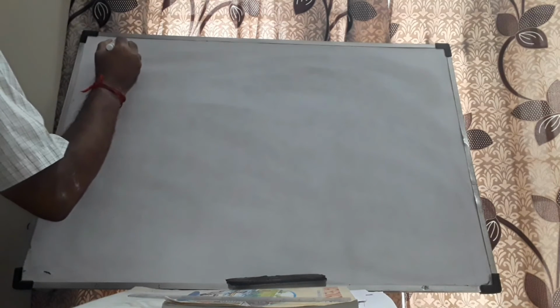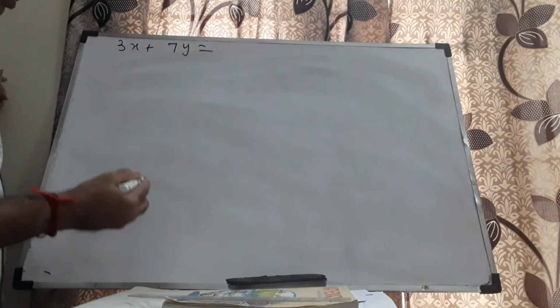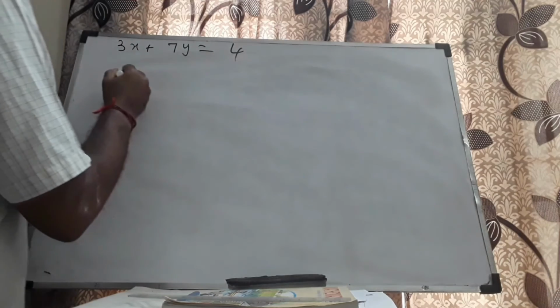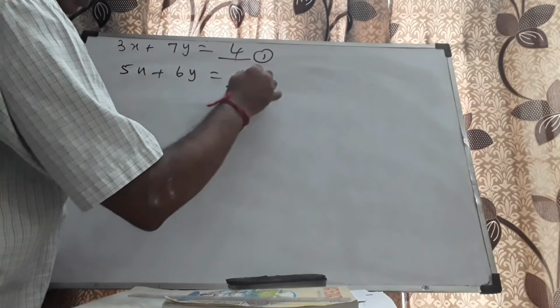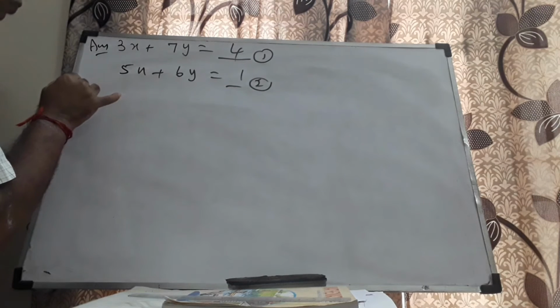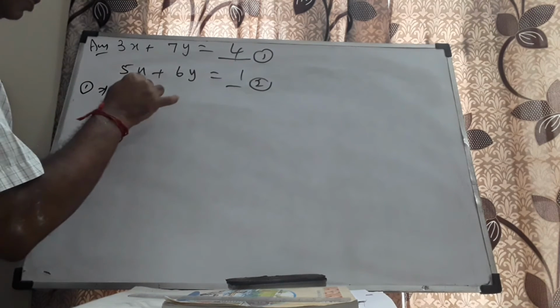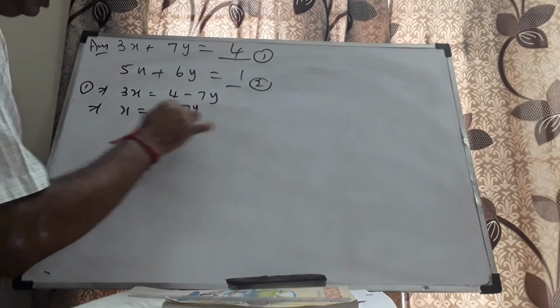Okay, let me just take one more example. Solve 3x plus 7y is equal to 4, 5x plus 6y is equal to 1. Due to lack of space, I will start the answer here itself. Just listen carefully. Now 1 implies 3x is equal to 4 minus 7y, which implies x is equal to 4 minus 7y by 3.